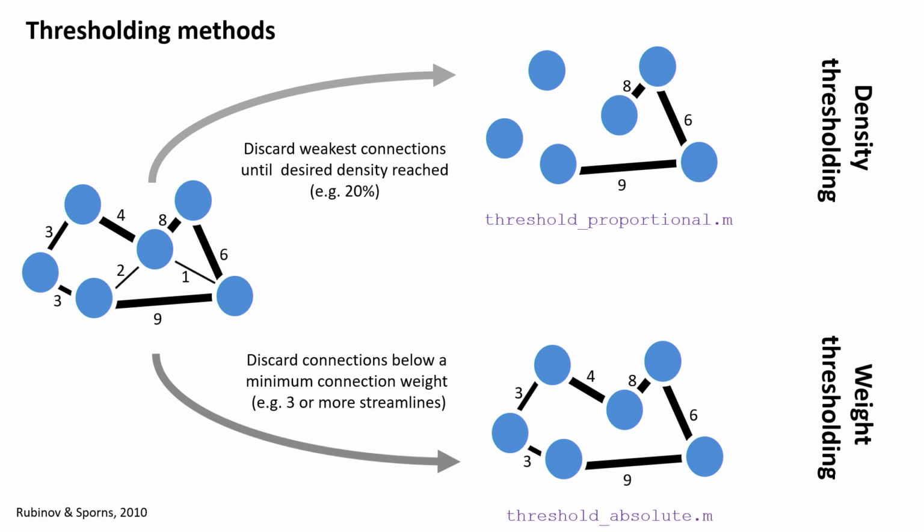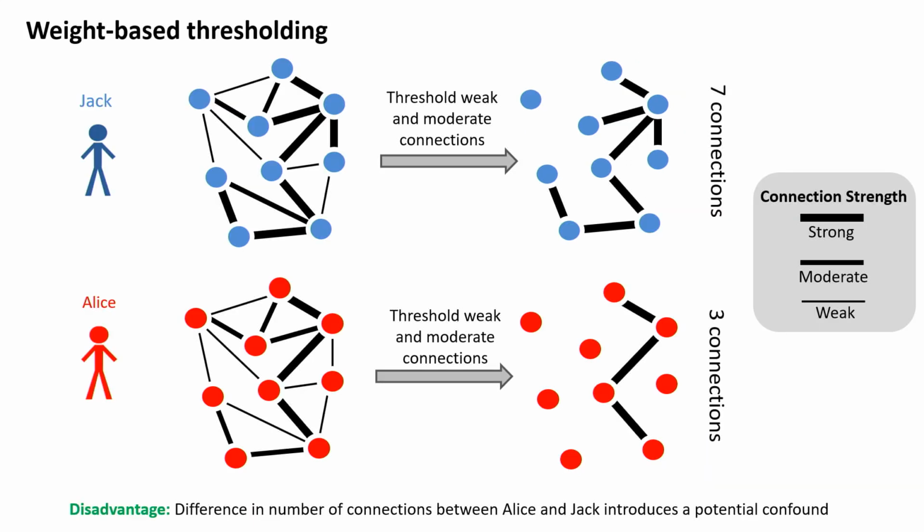Well, the difference between these 2 comes about when we start to look at groups of individuals. And in this case, I'm going to give an example where I've only got two individuals, Alice and Jack, to illustrate the difference between weight and density thresholding. So I want you to note for Jack's network, it comprises a greater number of stronger connections. These are the thicker edges in the network compared to Alice.